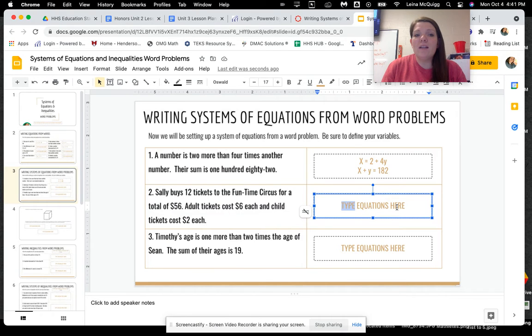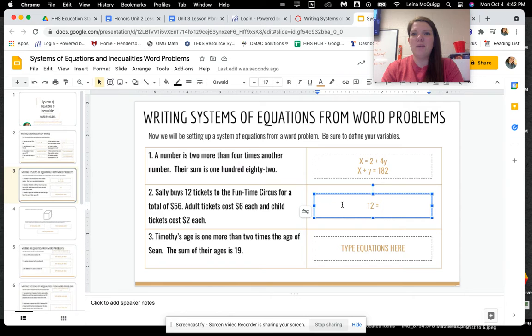She's buying, we have two totals in this sentence. We have a total of 12 tickets, and we have a total of $56. So what type of tickets is she buying? She's buying 12 tickets total. So the first thing I know is I can write an equation about the number of tickets she's buying. 12 is her total number of tickets. What types of tickets is she buying? We have two different types: an adult ticket and a child ticket. So 12 total is the number of adult tickets plus the number of child tickets.